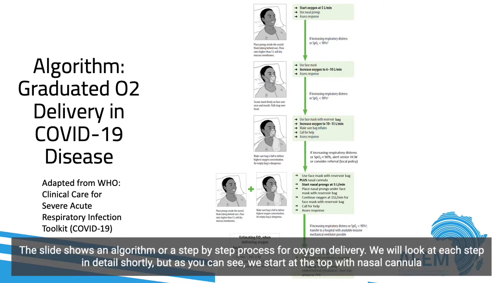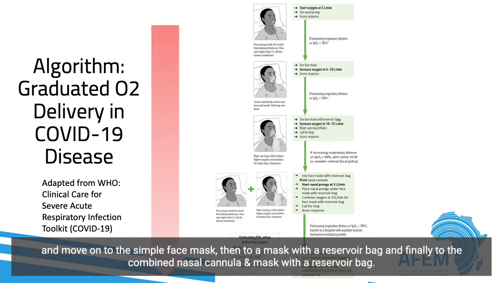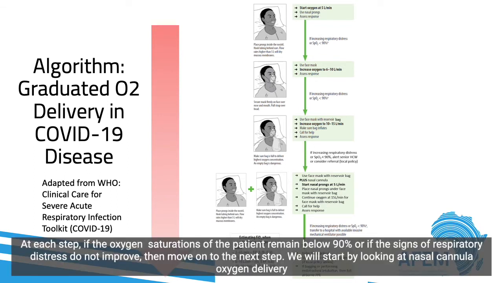This slide shows an algorithm or a step-by-step process for oxygen delivery. We will look at each step in detail shortly, but as you can see, we start at the top with nasal cannula and move on to the simple face mask, then to a mask with a reservoir bag, and finally to the combined nasal cannula and mask with a reservoir bag. At each step, if the oxygen saturations of the patient remain below 90%, or if the signs of respiratory distress do not improve, then move on to the next step. We will start by looking at nasal cannula oxygen delivery.